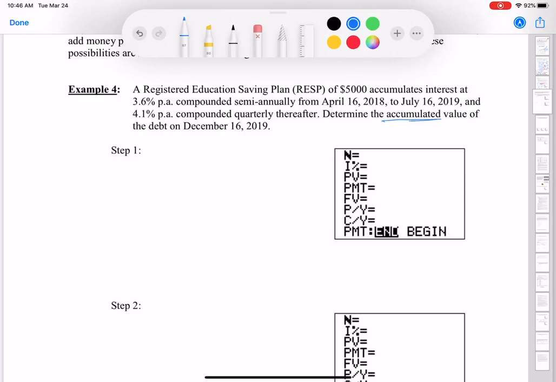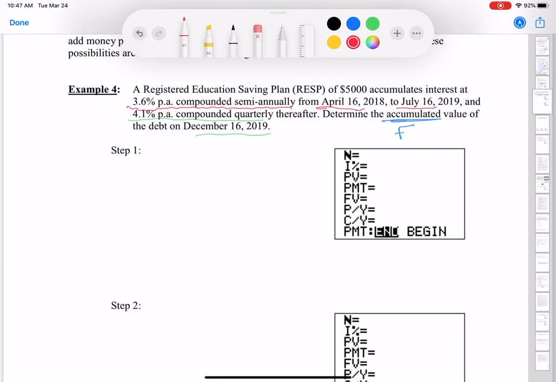2019. All right, so we are going to be finding the future value of this RESP. And we have to break it into two parts. We have to address the part that is the 3.6% compounded semi-annually from this time to this time, April 16th to July 16th. And then we have to take that amount and transfer it into 4.1% compounded quarterly until the date of December 16th, 2019.